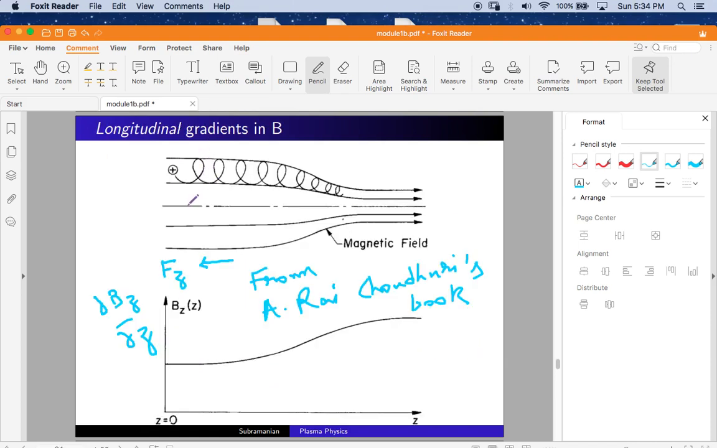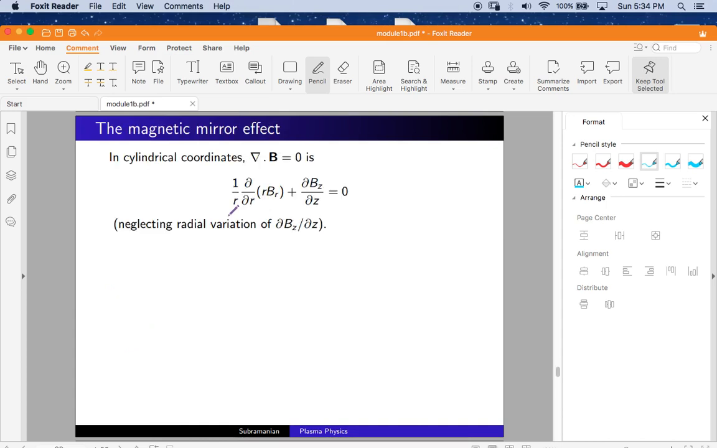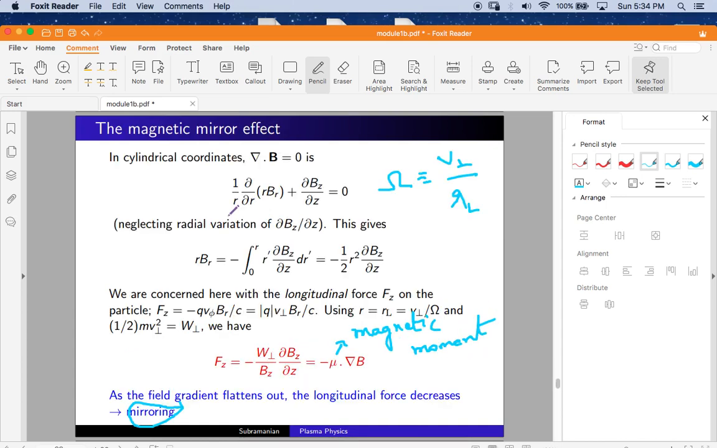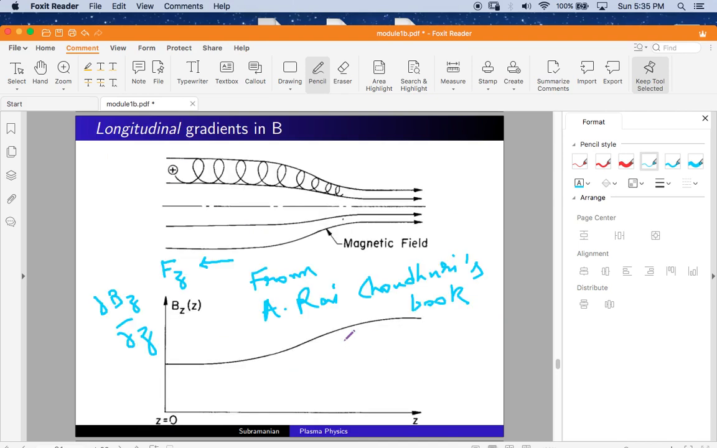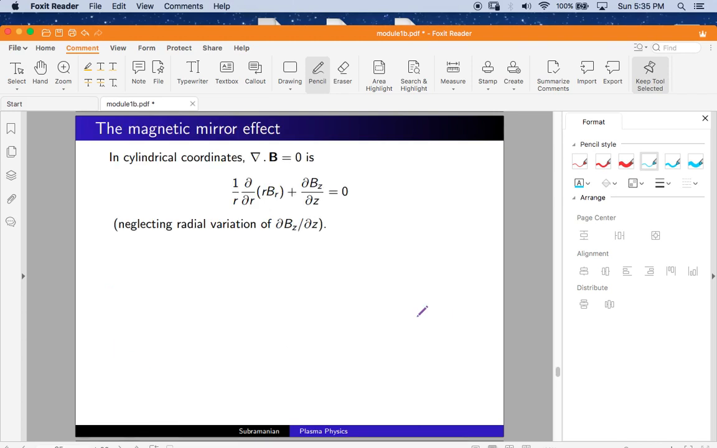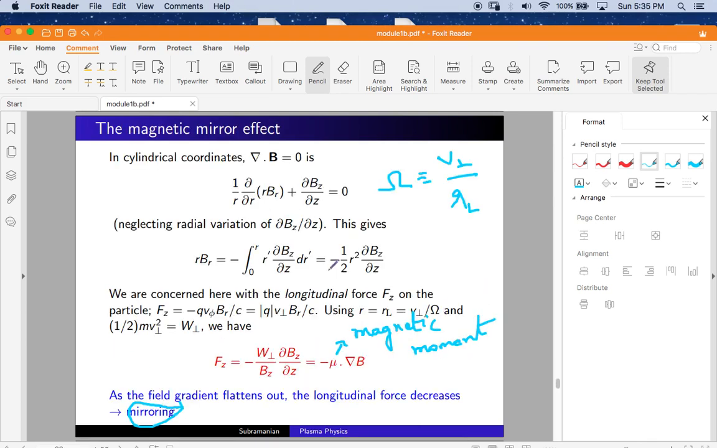The particle is traveling this way. Its gyro radius gets tighter and tighter and tighter, and at some point it gets mirrored back. The other thing to note, the mirroring is not immediately obvious why it should happen. What this formula tells you is that there will be an opposing force. The longitudinal force depends upon the gradient of B. So if the B flattens out, then the force disappears. That's also what this formula is telling you.